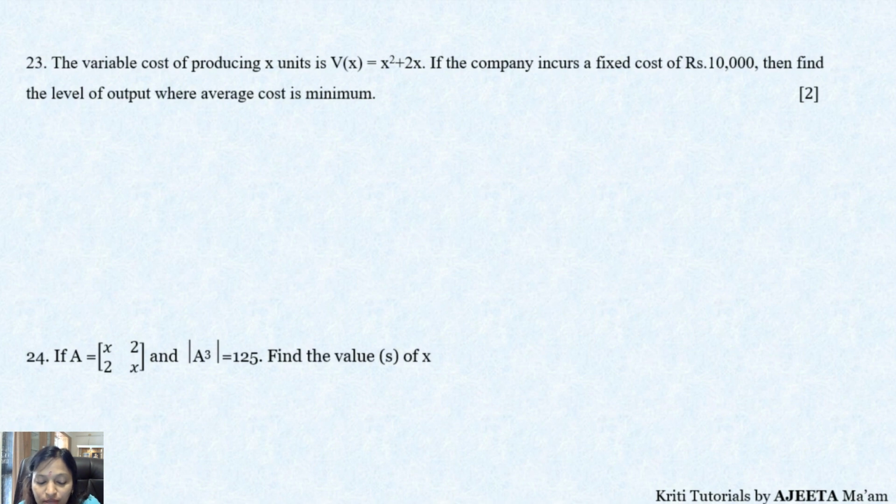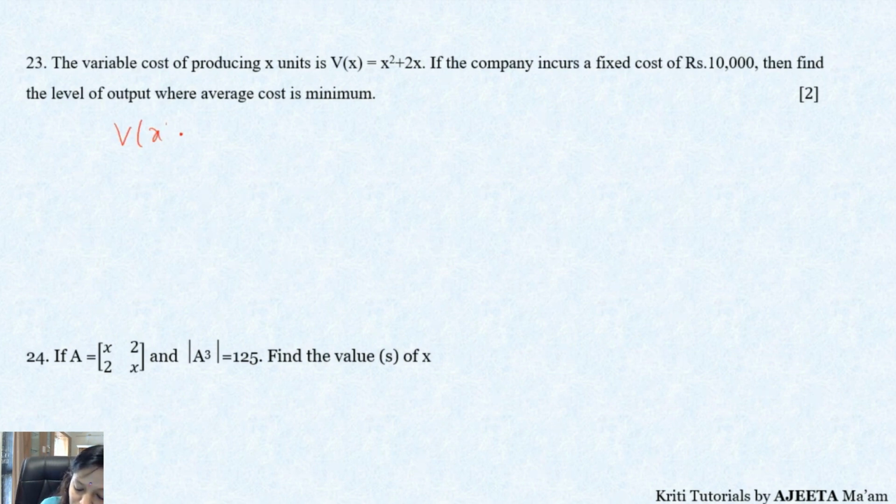Right, now let's move on to the test. Now the variable cost of producing X units is this. Now, if the company incurs a fixed cost of rupees 10,000, then find the level of output where average cost is minimum. So we have to simply find the point of minimum for finding the average cost to be minimum, right? So now let's find it.